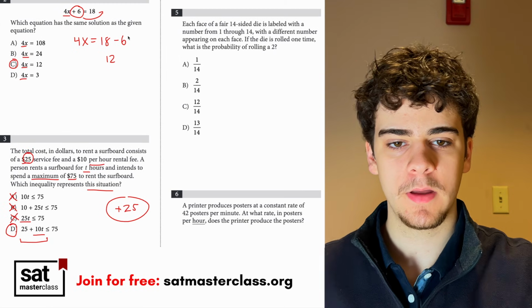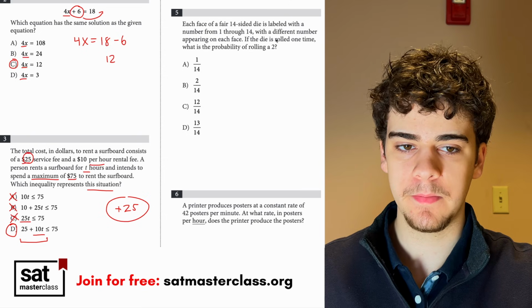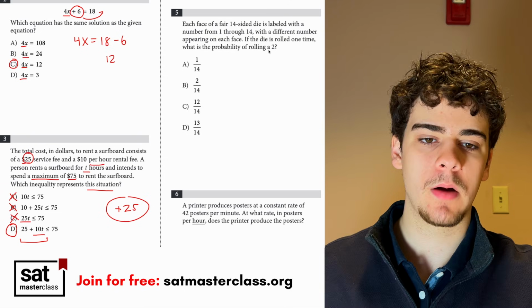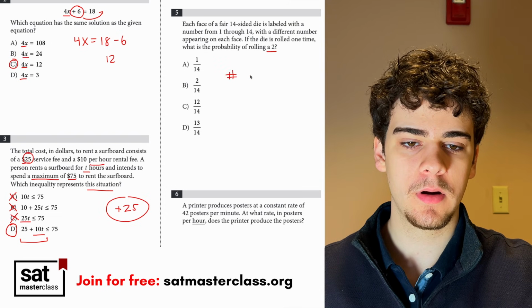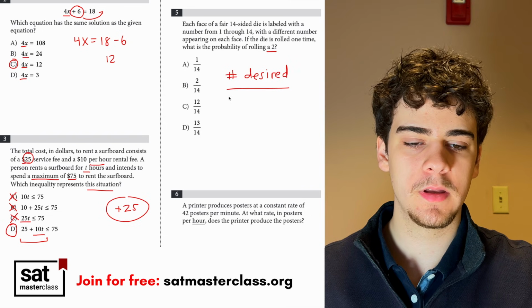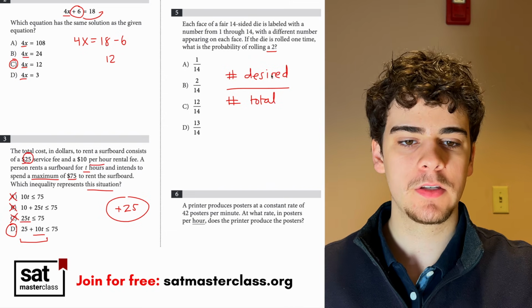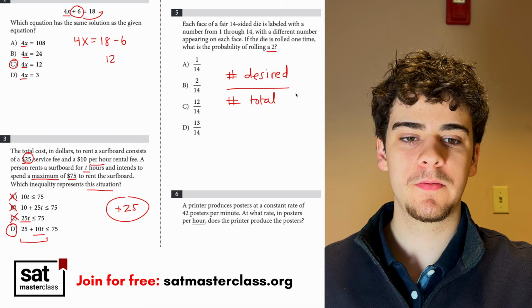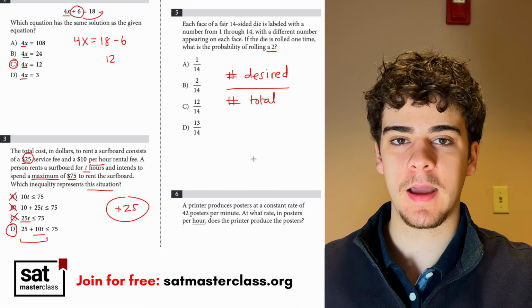Okay, question 5. Each face of a fair 14-sided die is labeled with a number from 1 through 14, with a different number appearing on each face. If the die is rolled one time, what is the probability of rolling a 2? So a probability is just going to be the number of what I call desired outcomes over the number of total or possible outcomes. So the number of desired outcomes is just the number of outcomes that would get us what we're looking for. So the number of desired outcomes here is just how many sides of the die have a 2 on them.